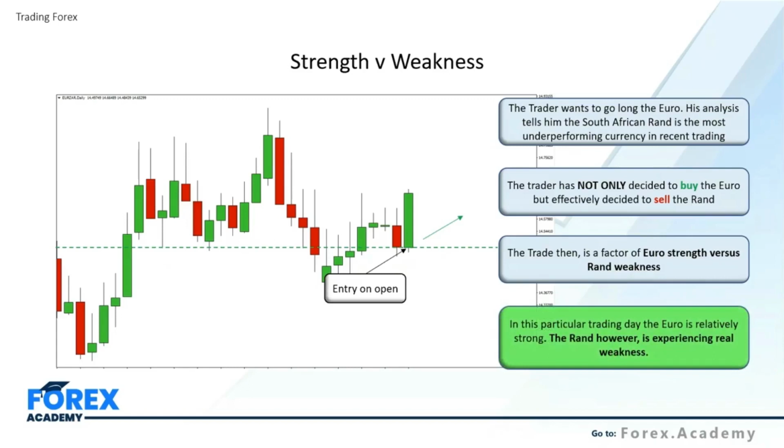And in this particular trading day, the euro is relatively strong. The rand, however, is experiencing real weakness, and we can see the absolute result of this trading decision on this analysis. We have entry on open, buying the euro ZAR off the open, and because of the South African rand experiencing real weakness, we can see the candlestick is very strong indeed. So it's a combination of two factors: euro strength and of course rand weakness, and we almost have an engulfing Marubozu candle trading to the upside. So a very good trade in this example.